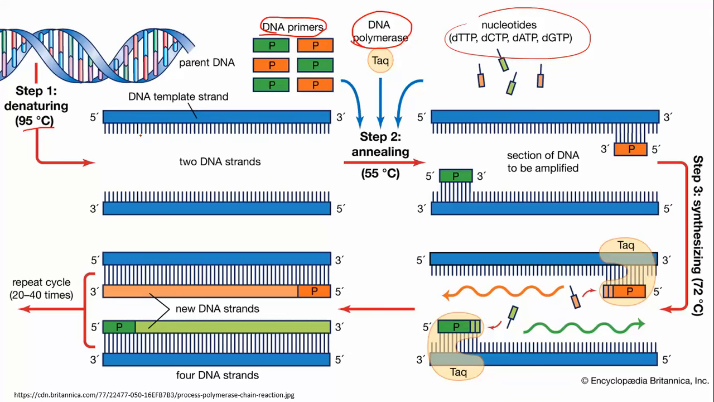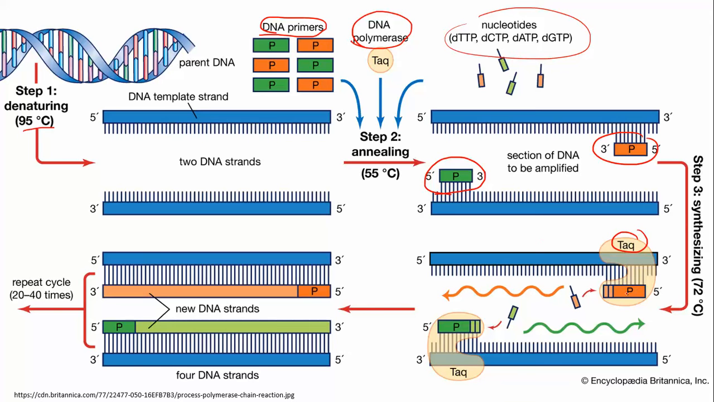What you're going to do is heat these up so your two DNA strands separate. These primers will attach to whatever sequence they're complementary to, and then this polymerase will come in and start building a new DNA using these nucleotides, starting from the primer.